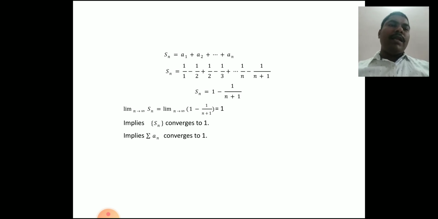So apply the limit on both sides as n tends to infinity. The limit of Sn as n tends to infinity is equal to 1 minus 1 by n plus 1. Applying the limit, we get the value 1. So here 1 is a finite value. This implies Sn converges to 1. That means the series summation an converges to 1.